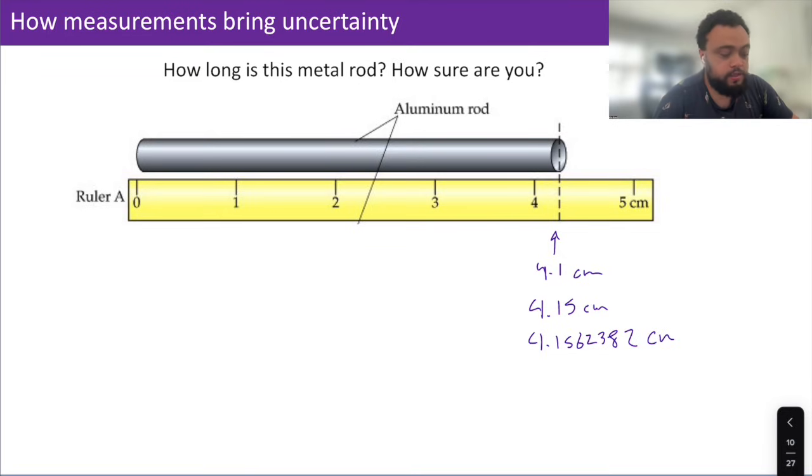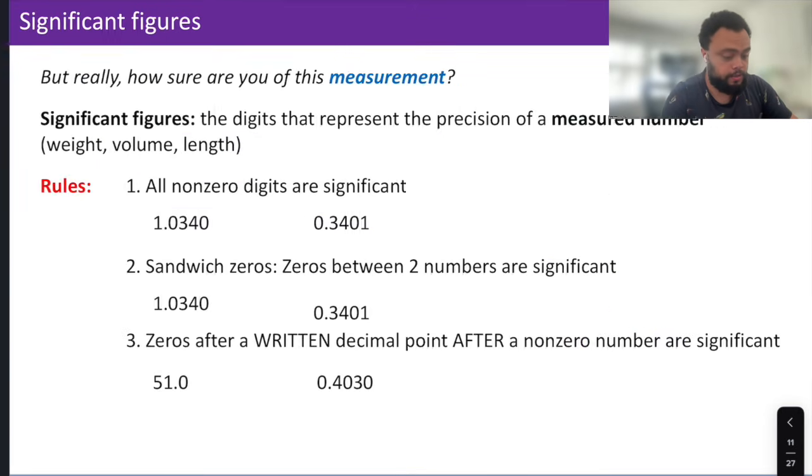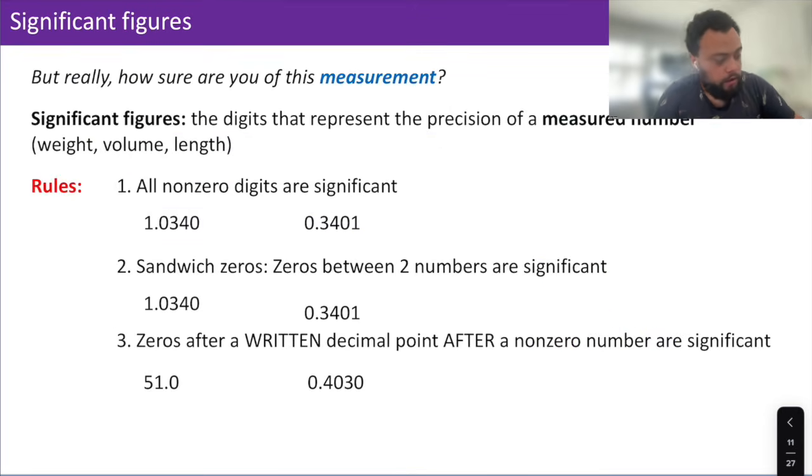Well, this is uncertainty. This is where, as scientists, we can allow a little bit of wiggle room in what we are talking about. And so, if you are unsure of the measurement, we can use significant figures to kind of round things out.